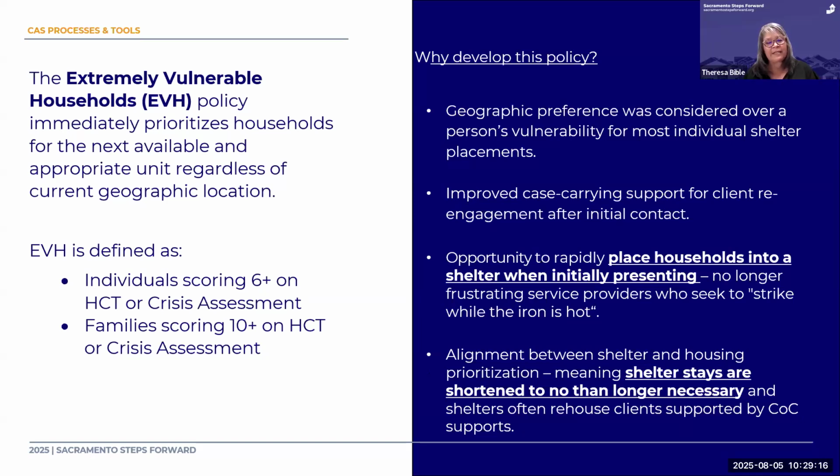So why did we develop this policy? It was important for us to consider a person's vulnerability for the most individual shelter placements. It shouldn't be based on where they're located here in Sacramento. If they are vulnerable, they should be able to be placed into shelters over a regular unhoused client. We wanted to improve case carrying supports for clients and make sure that we're able to engage with them after our initial contact. This policy also helps place households into a shelter when they initially present. They no longer have that frustrating experience, and service providers are able to strike while the iron is hot. It also means that shelter stays can be shortened and don't have to be longer than necessary.